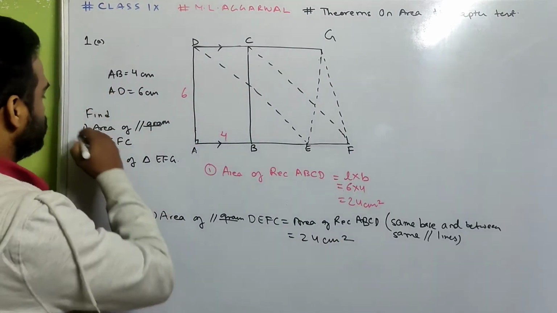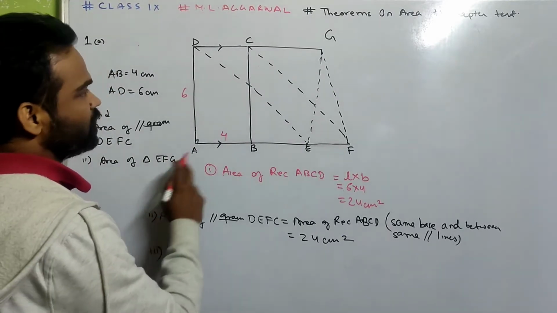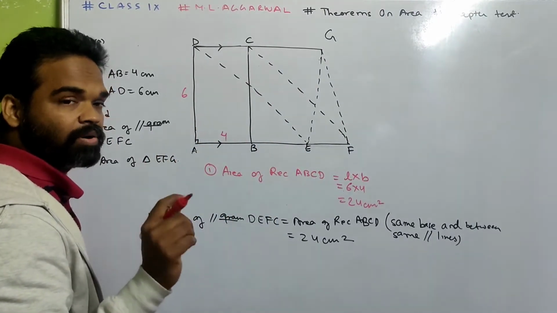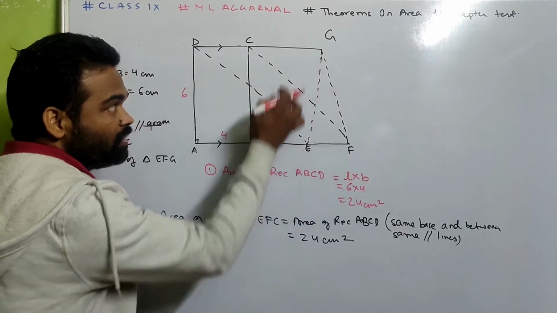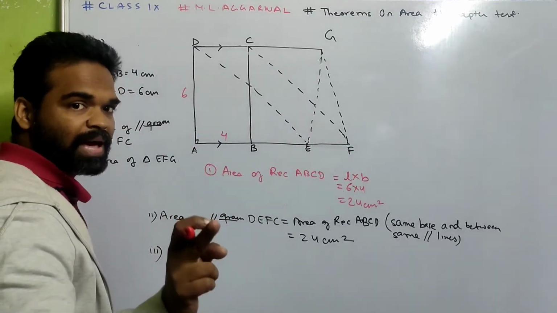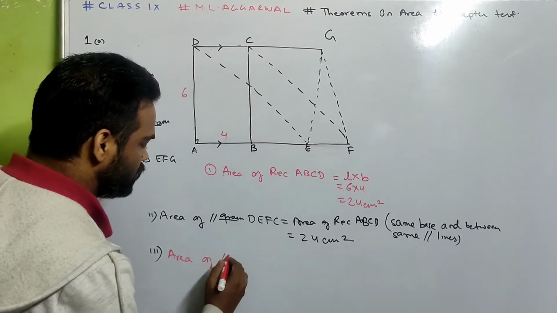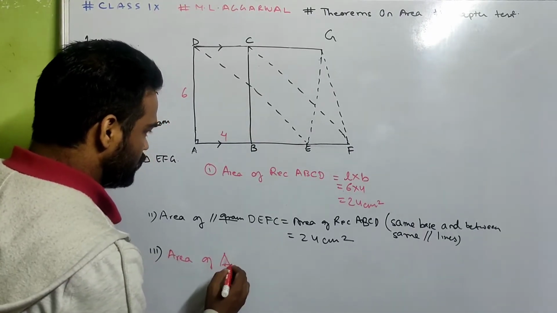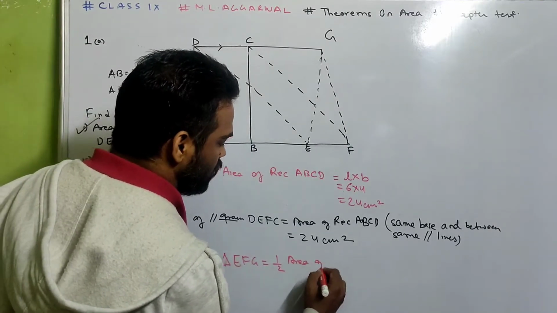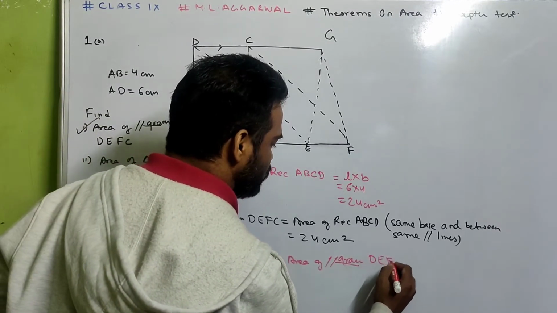Done. Okay. Number 2. Area of triangle EFG. Now look carefully. If you have a triangle and a parallelogram with the same base and between the same parallel lines, then the area of the triangle is half the area of the parallelogram. We have done this. So we can write, area of triangle EFG is half area of parallelogram DEFC.